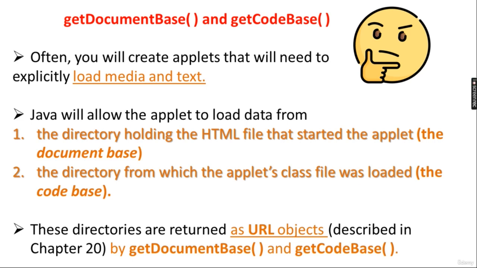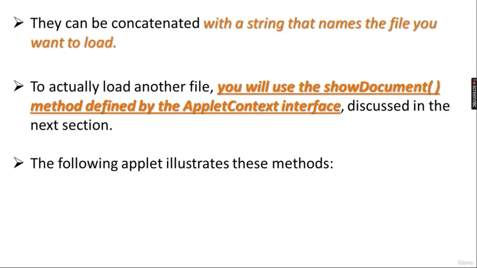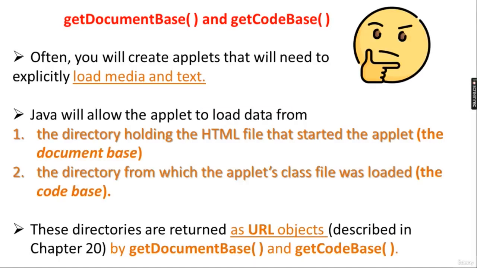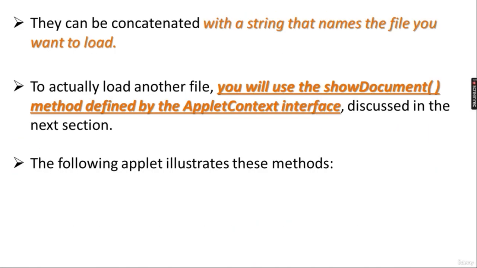These directories are written as URL objects, described in chapter 20, by getDocumentBase and getCodeBase. They can be concatenated with a string that names the file we want to load. So those URL objects you can combine with the string that names the file you want to load. To actually load another file, you will use the showDocument method defined by the AppletContext interface, discussed in the next section, as we have seen further.